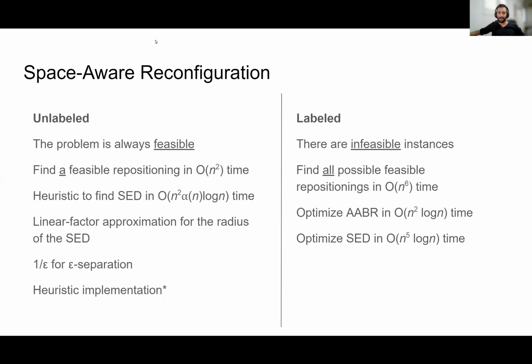Okay, so about our results. In the unlabeled version of the problem, we showed that the problem is always feasible. We can always find such a repositioning of T where we can find a valid itinerary, and we can find it in order of n squared time. In the labeled version, we showed that some instances are infeasible. No matter where we move T in the plane, there will never be a valid itinerary. But if there are, we can find all possible such repositionings in order of n to the 6th time. And then we can also optimize for the axis-aligned bounding rectangle or the smallest enclosing disk.